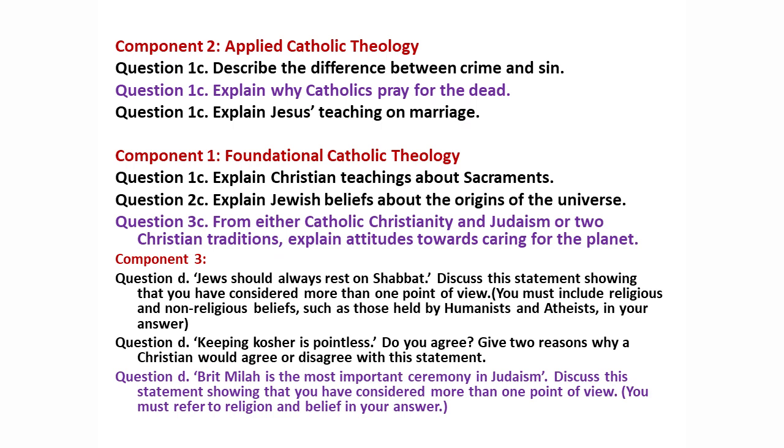The first question, 1C, is wrong because C questions require an explanation, so the trigger word is wrong. The last C question is wrong because marriage does not appear on this part of the specification. The second question is accurate. Component 1C questions demand responses from Catholic Christianity and Judaism or 2 Christian traditions, so only number 3 is correct. Sacraments appear in component 2, not component 1.